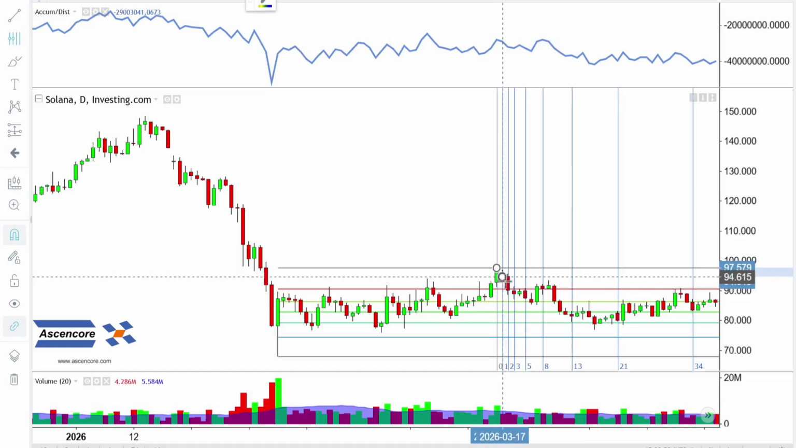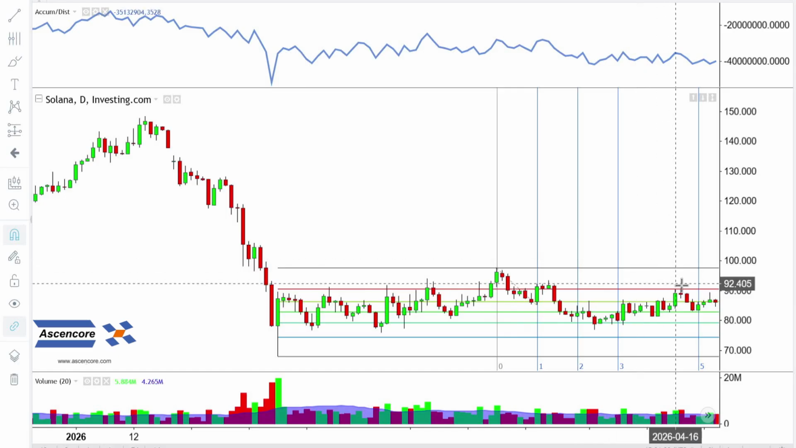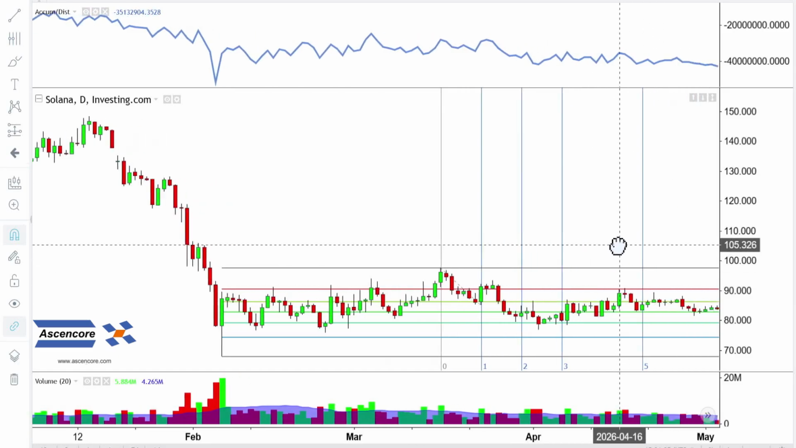What's more interesting here is the use of a Fibonacci time zone that's placed on that first downswing after the recent peak of the moderate bullish retracement.